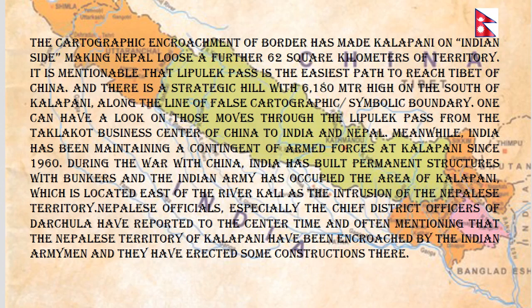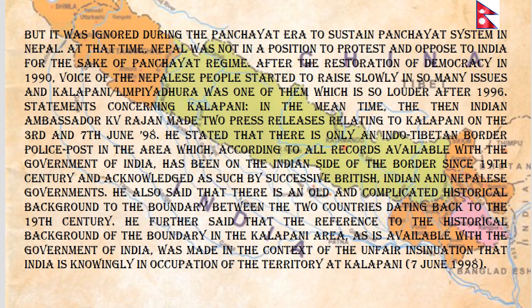During the war with China, India has built permanent structures with bunkers, and the Indian Army has occupied the area of Kalapani, which is located east of the river Kali, as the intrusion of the Nepalese territory. Nepalese officials, especially the chief district officers of Darchula, have reported to the center time and often mentioning that the Nepalese territory of Kalapani have been encroached by the Indian armymen and they have erected some constructions there. But it was ignored during the Panchayat era to sustain Panchayat system in Nepal. At that time, Nepal was not in a position to protest and oppose India for the sake of Panchayat regime.